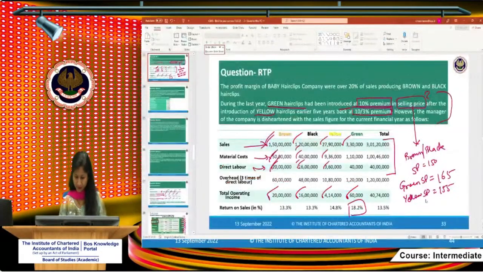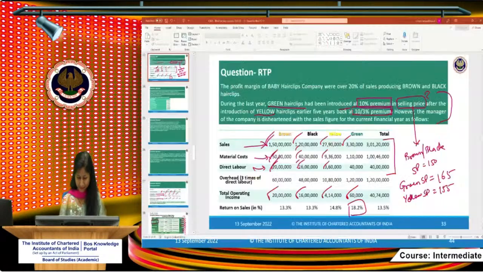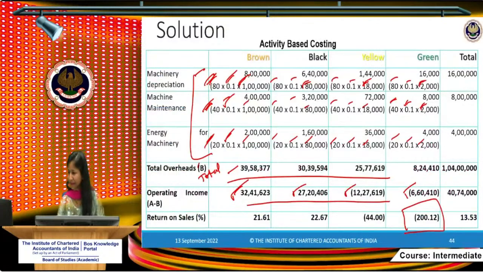I think time is... we don't have much time. We are running out of time. Let's see if we have any queries. I think this question is understood in every sense. Yeah, Black is having the highest return. Yeah, perfectly. Do we have any queries?